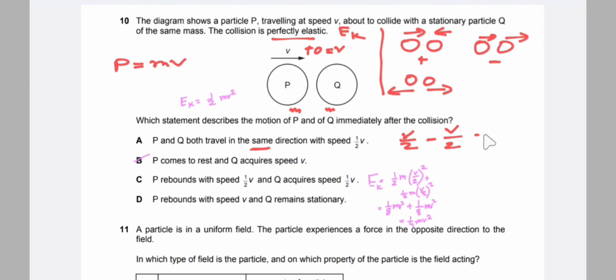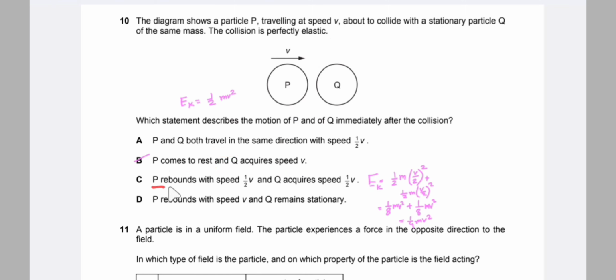Then option B: P comes to rest and Q gains a speed v. The momentum of P is mass times velocity, that is mv, and the momentum of Q is 0 since it is at rest. After collision, P comes to rest, so the momentum of P is 0, and the momentum of Q is mass times velocity, that is mv. As we can see, mv is equal to mv, so yes, this statement is correct.